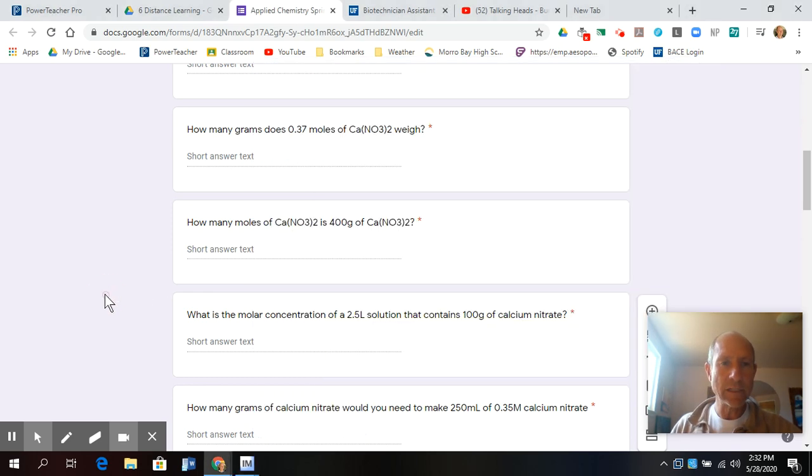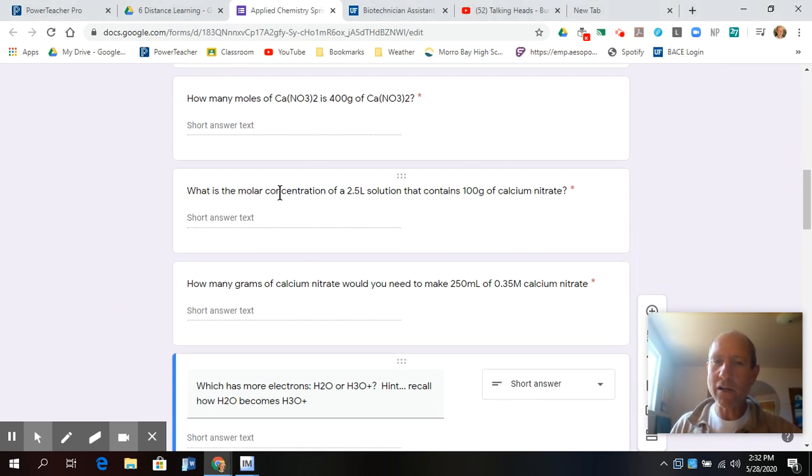Next, what is the molar concentration of a 2.5 liter solution that contains 100 grams of calcium nitrate? Seems pretty overwhelming, doesn't it? Well, it's not so bad as long as you remember what molar concentration means. Molar concentration means moles per liter, or moles divided by liters. Once you remember that, then everything's cool. So we start with 100 grams of calcium nitrate. You could start with 2.5 liters. That's all right. You just need to know that it needs to go on the bottom.